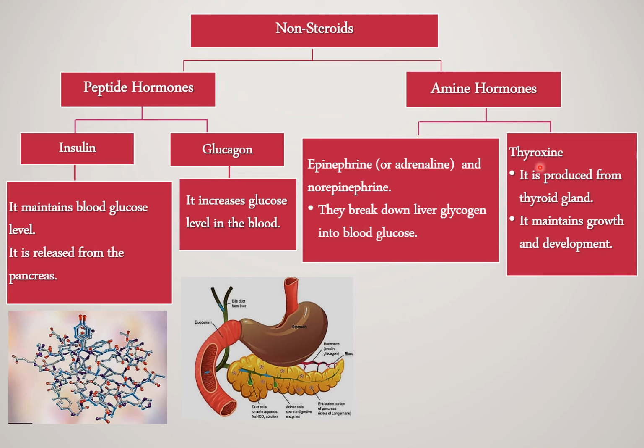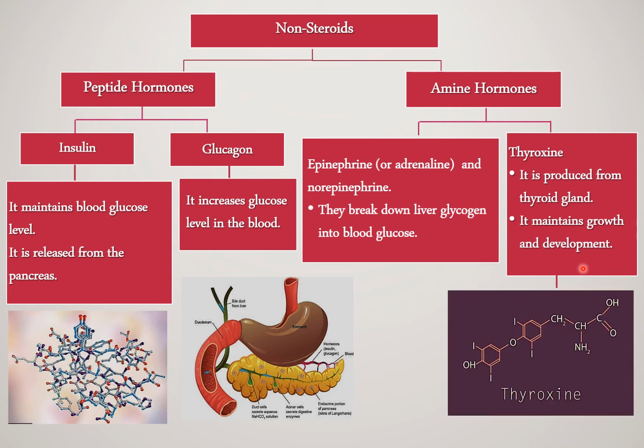The other hormone is thyroxine. It is found in the thyroid gland, where it is produced. What does it do? It has a very important function: it maintains the growth and development of the body. The structure of thyroxine is presented before you. It is a very complex structure.